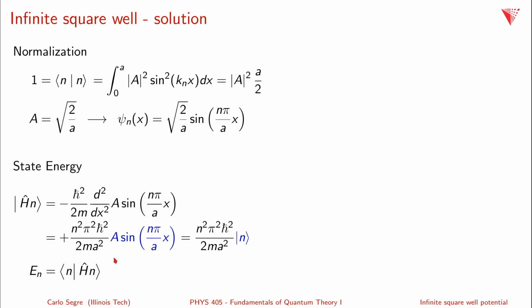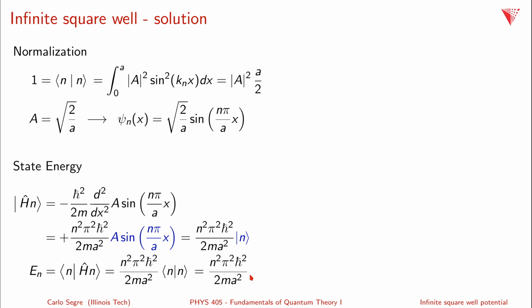I pull the constant out. I get n squared pi squared h bar squared over 2m a squared. And then I have n bracket n. And that is simply my normalization integral. That must be 1 because we've normalized the functions. So this just gives me 1. This means the energy is n squared pi squared h bar squared over 2m a squared. So that's the energy of the nth state.